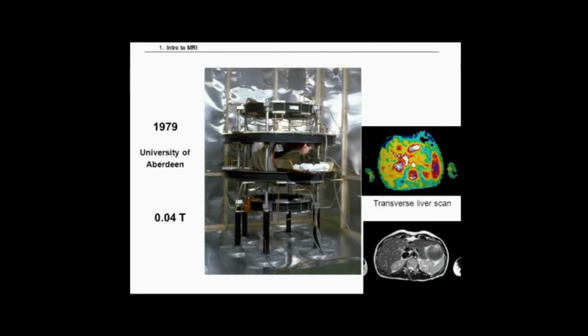And this was one of the typical first images obtained, an actual slice through the abdomen. You can see the liver here, the spinal cord here, and the left and right arms over here. Just to compare it with an image we'd get on a modern scanner, you can see there's been quite a large improvement, as you'd expect.